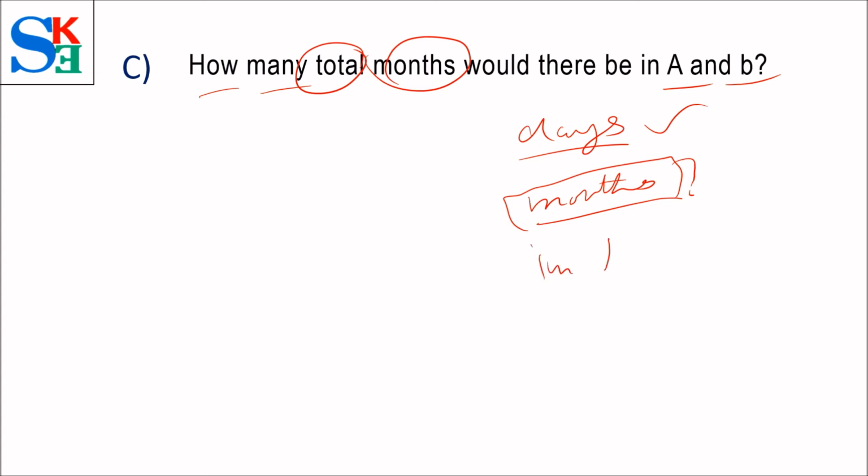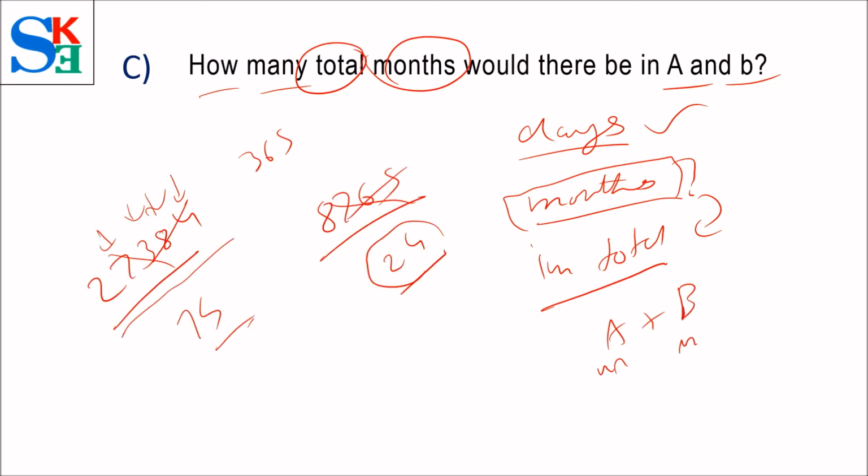Well, it's not asked in the question, but what it means is asking how many months are there in total. That means A months plus the B months. So we got 75 and 24. Now we need to change that into months.